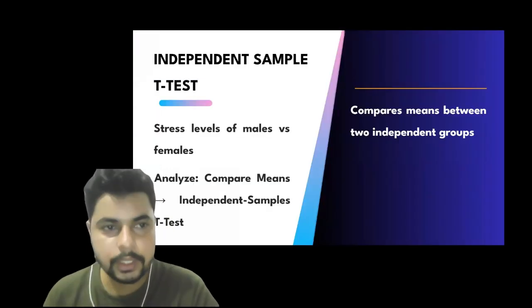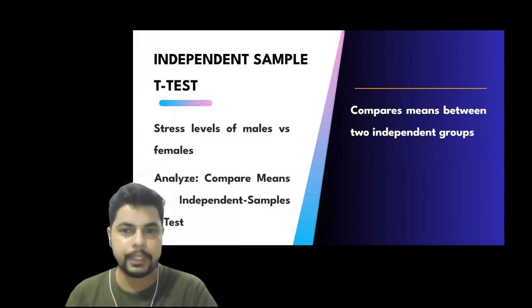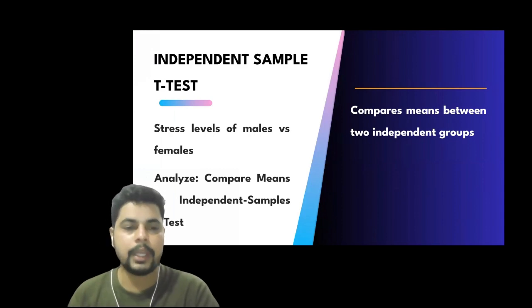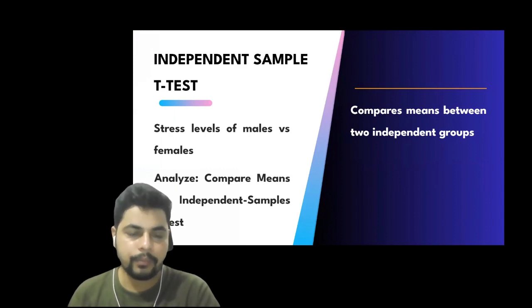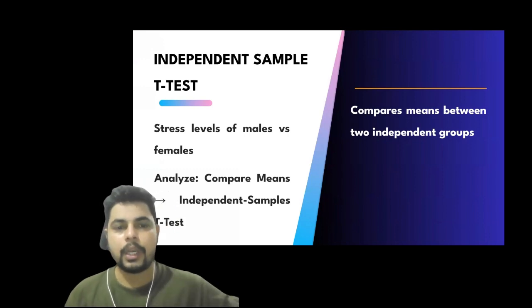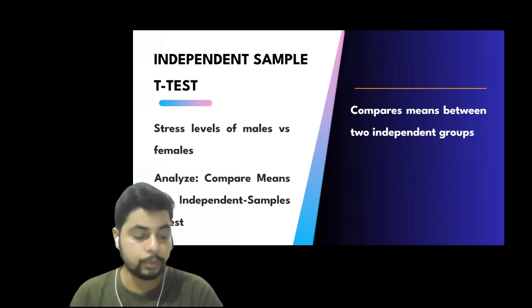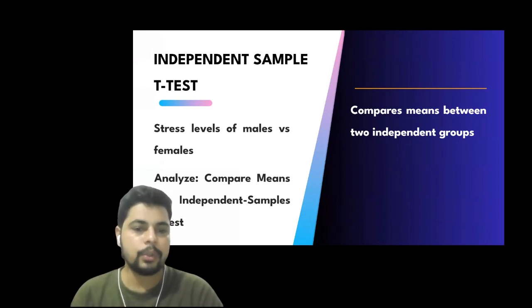So basically the first analysis is the independent sample t-test. This test compares the mean between two independent groups. The example is the stress level of male and female. So our variable is stress, that is our DV. We are checking the stress level between two independent groups, male and female. How do we get this? We go to the SPSS interface, click analyze, go to compare means, and then click on independent sample test.